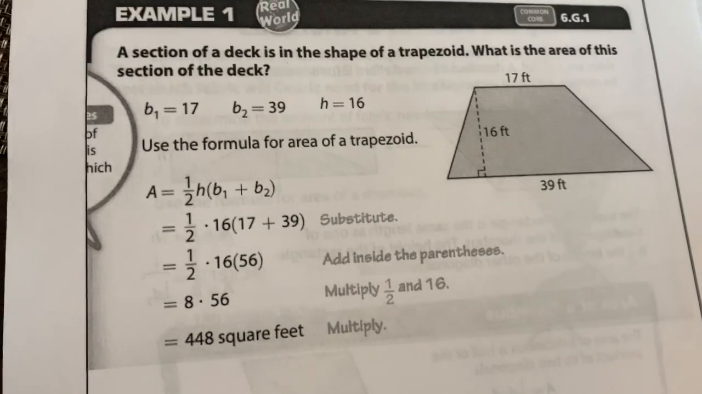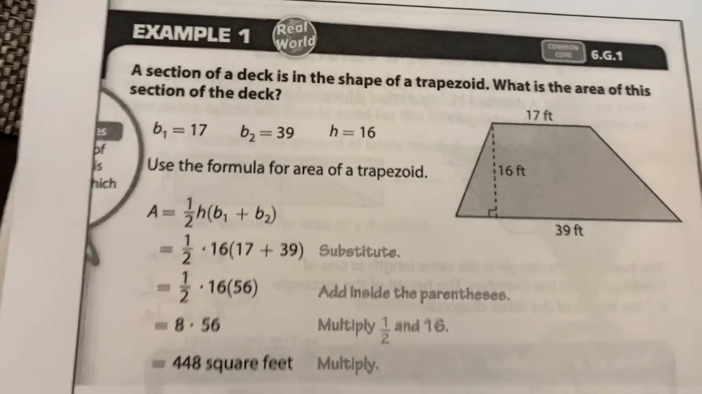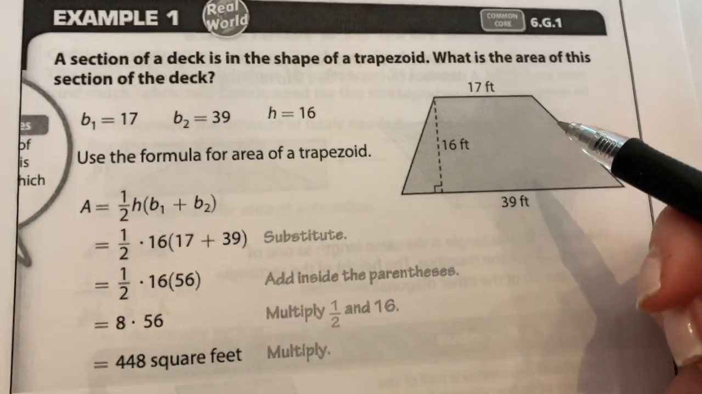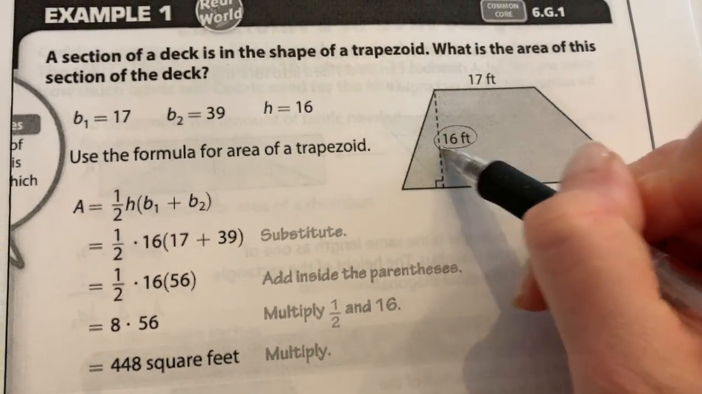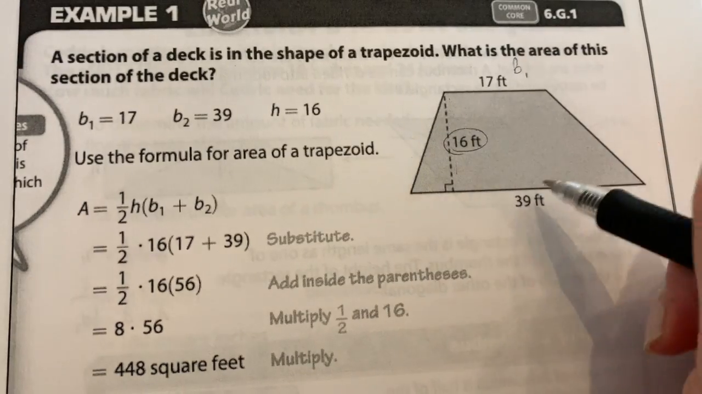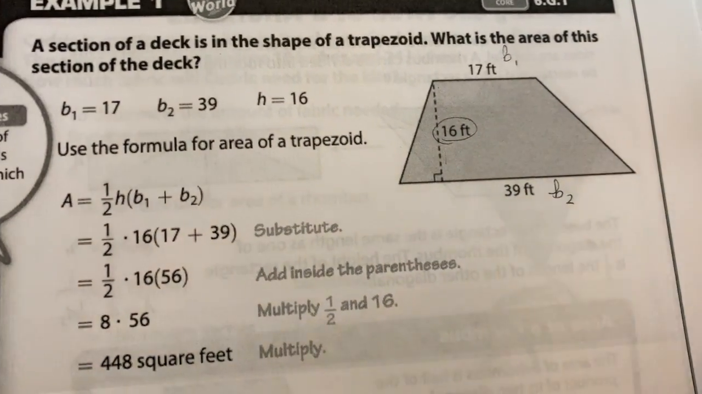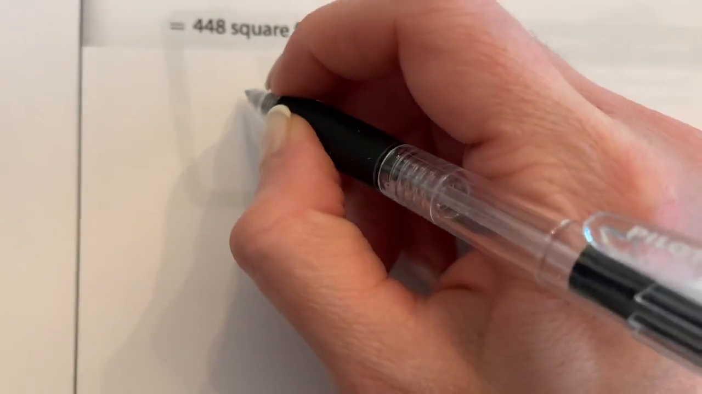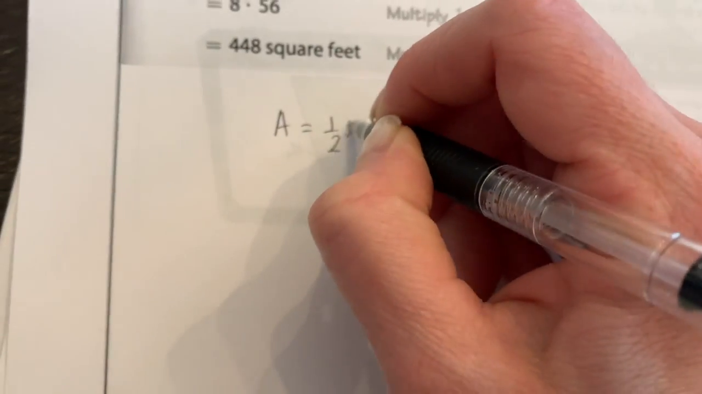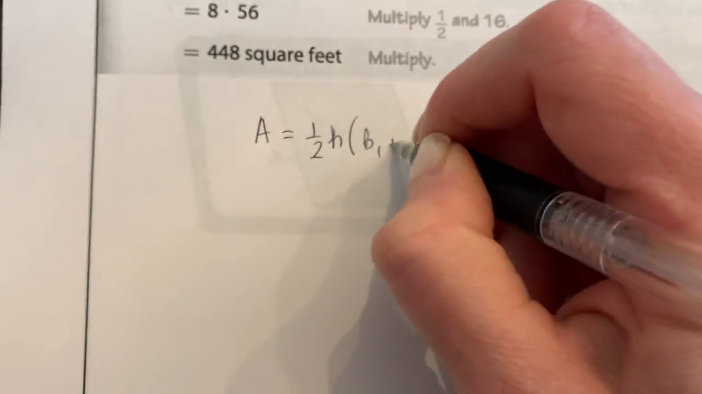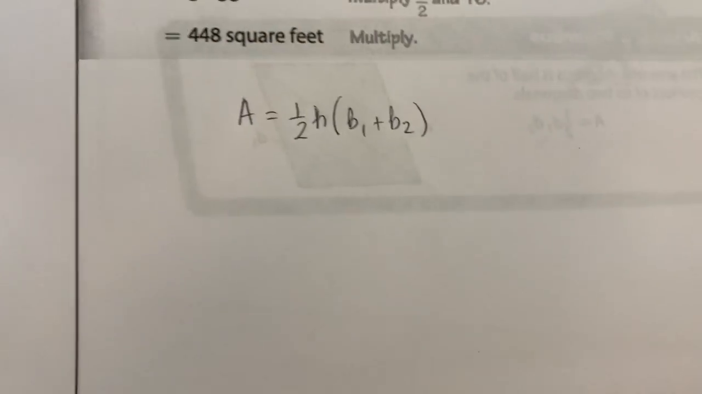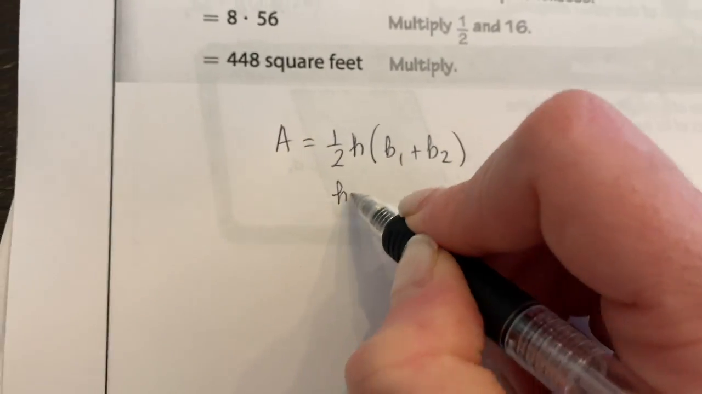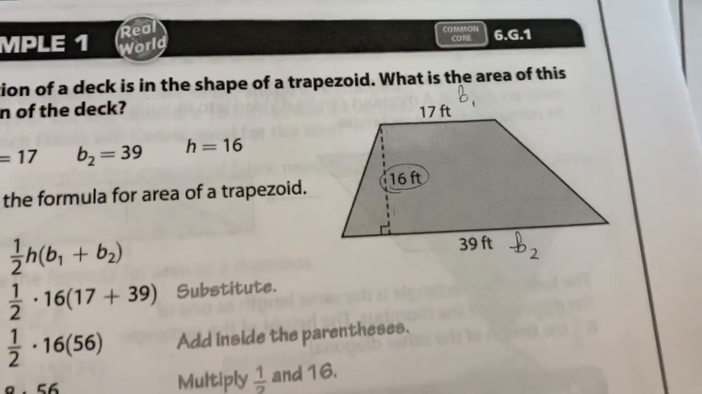So just quickly, I'm going to walk you through this. We have this trapezoid. The height is 16, the first base is 17, and the second base is 39. So this is all done for us. I'm going to just do it down here. So the area is equal to 1/2 of the height times base 1 plus base 2. So what I do is I always label all my variables first. The height is 16.